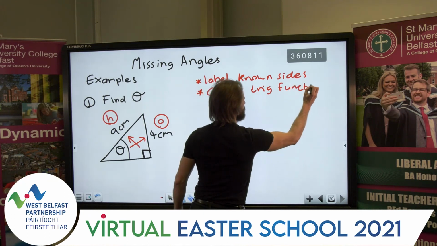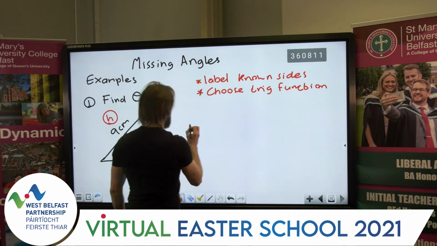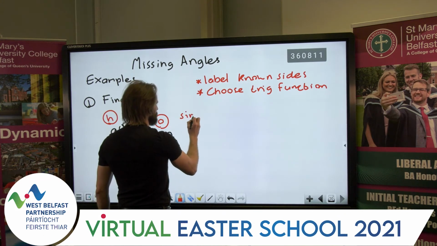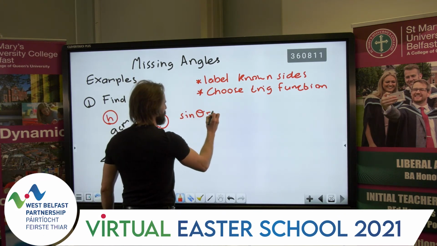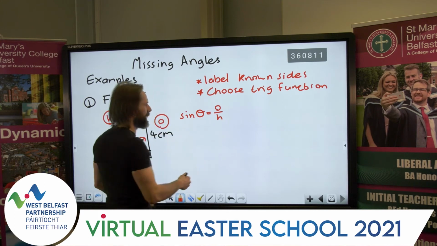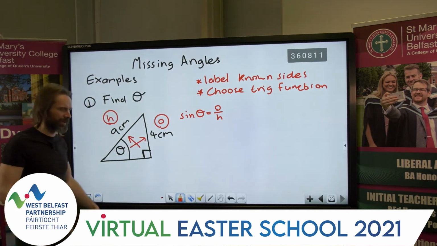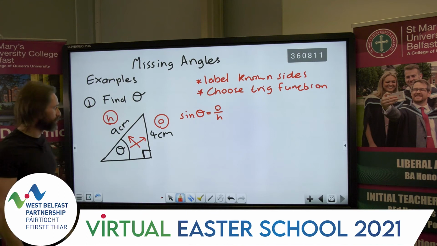So we know the trig function is sine. So we write out our formula: sine beta equals opposite over hypotenuse. Everything so far is exactly the same as when we were finding the missing side. We substitute in our known values.